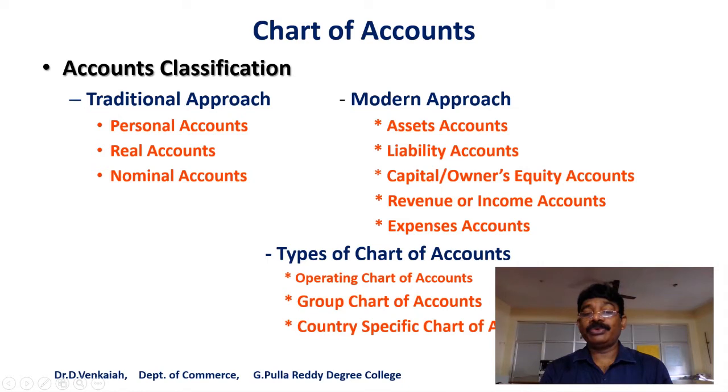Then the types of chart of accounts. Operating chart of accounts, which are on a regular basis, come under operating accounts, that is the trading and profit and loss account. Then group of chart of accounts. Take current assets, which come under assets. Under current assets, debtors are there. Under debtors, different types of names are there. So there is a main group called assets, a subgroup sundry debtors, and subgroups which may be names or companies, whatever it may be.